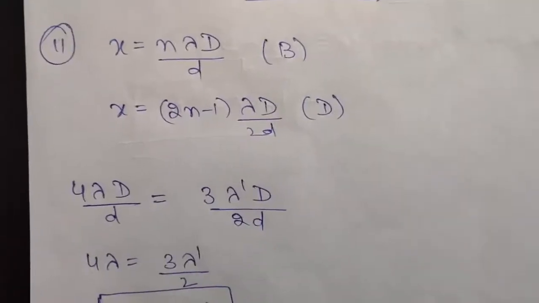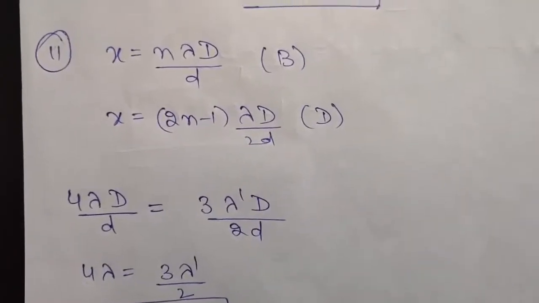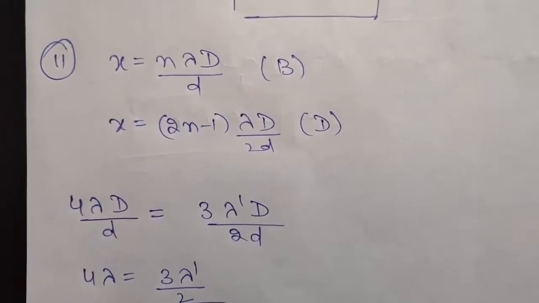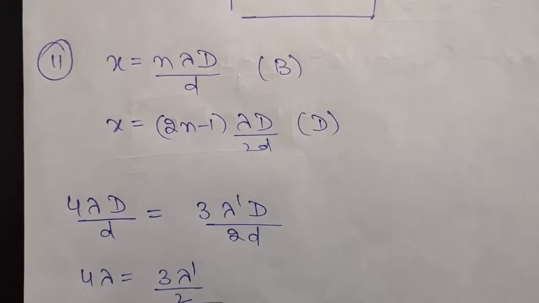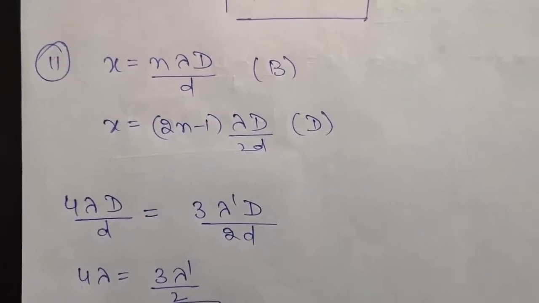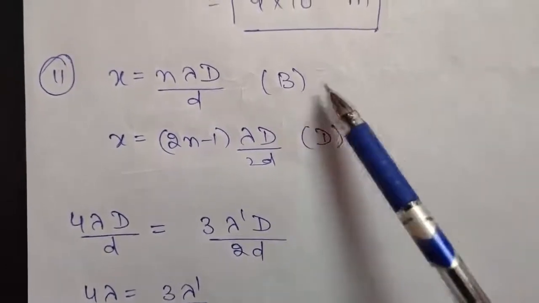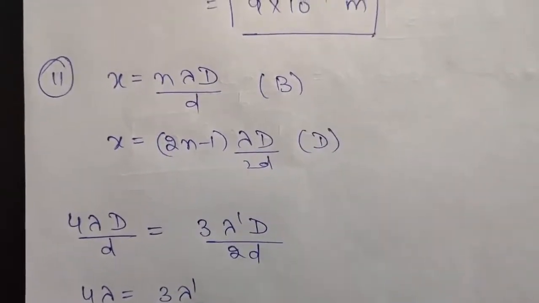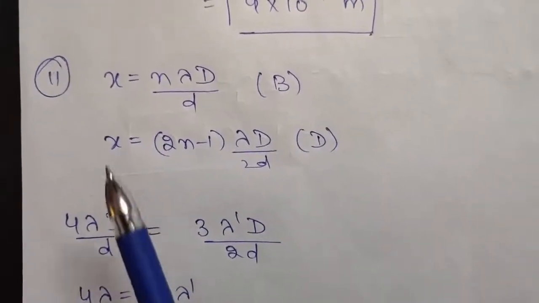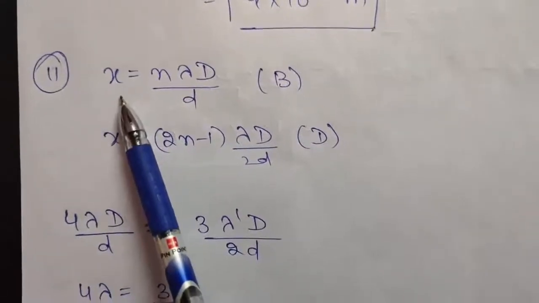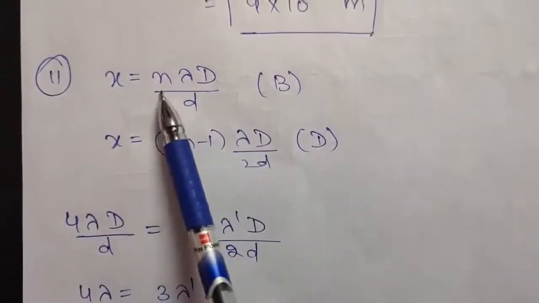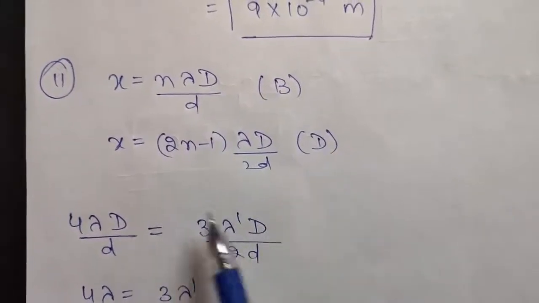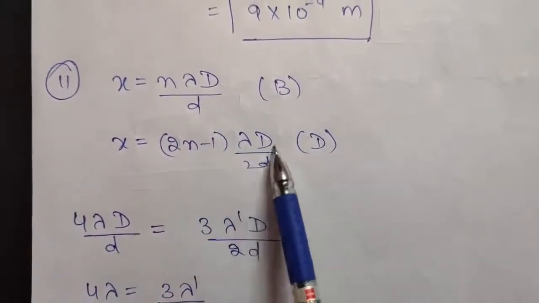In question number 11, you are given that the fourth bright fringe in the interference pattern coincides with the second dark fringe. So you have to calculate the relation between the wavelengths of this bright fringe and the dark fringe, because we are using two different wavelengths. First of all, again writing the condition for a bright fringe, as you know, x is n lambda D by d in the interference pattern, and for a dark fringe it is (2n minus 1) lambda D by 2d.